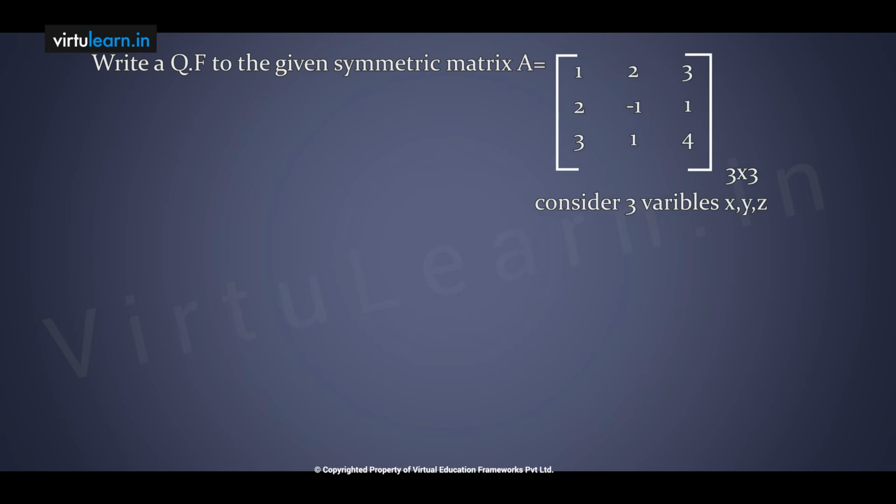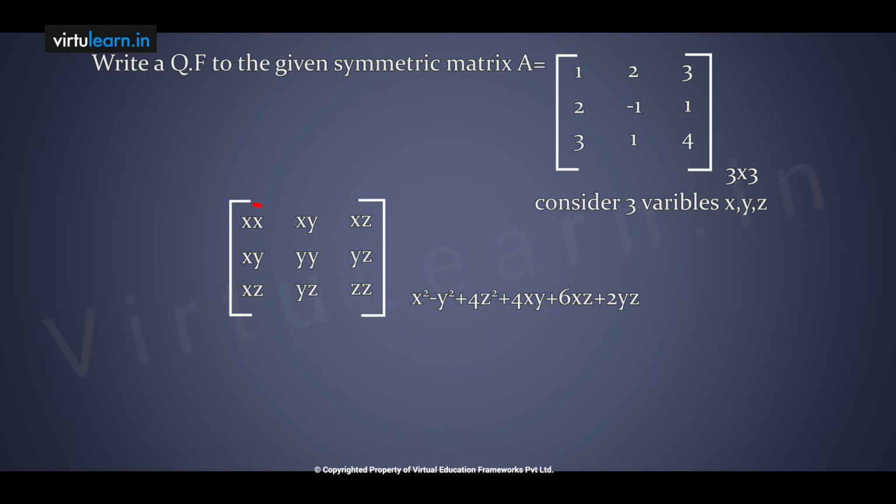Similarly, another problem: write a quadratic form for the symmetric matrix A, a real symmetric matrix. They have given the real symmetric matrix. Observe this one. First row 1, 2, 3. First column 1, 2, 3. Second row 2, minus 1, 1. Second column 2, minus 1, 1. Third row 3, 1, 4. Third column 3, 1, 4. This is a real symmetric matrix. The first row and first column, second row and second column, third row and third column elements are the same.